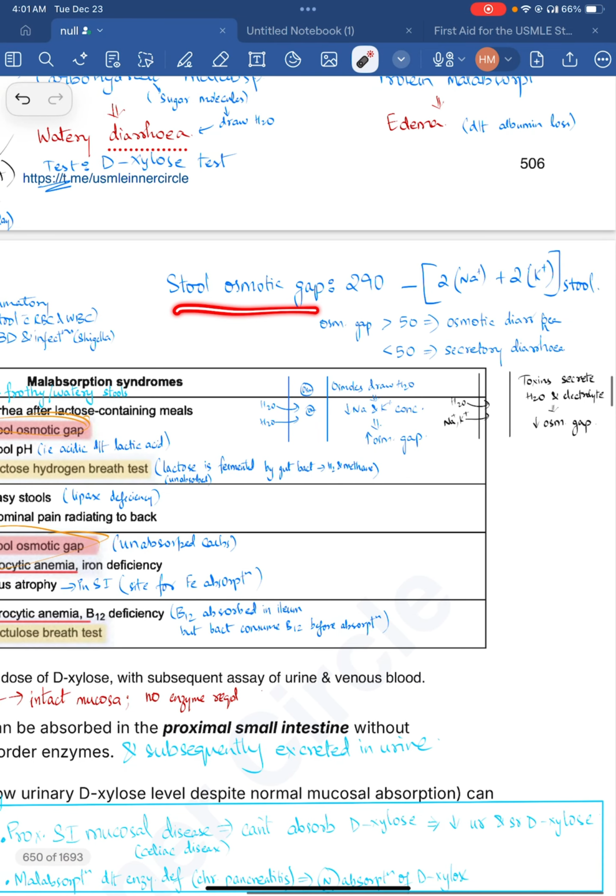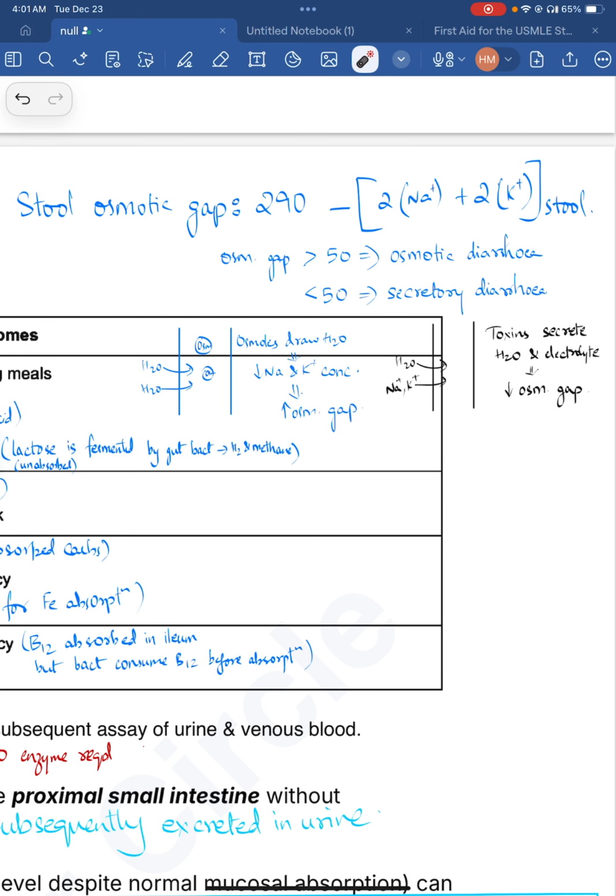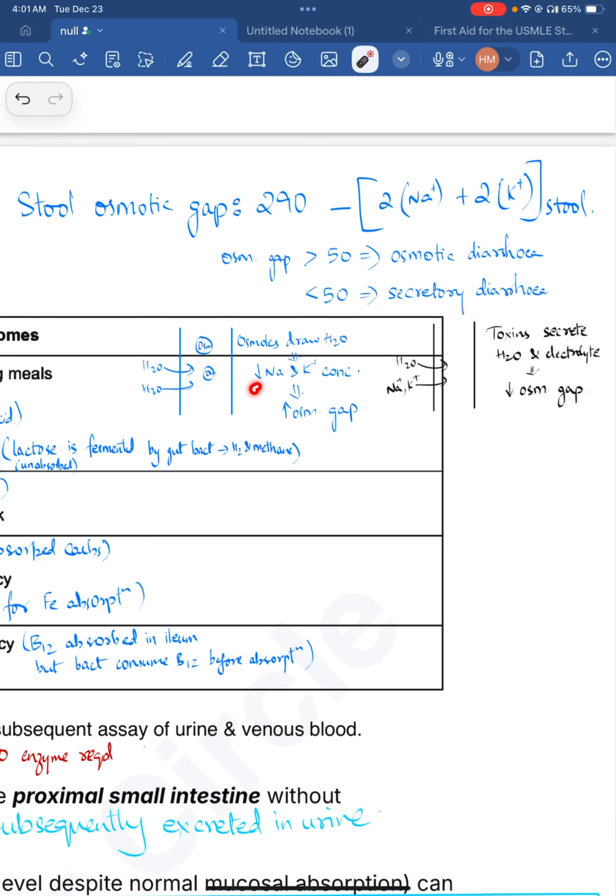We were talking about the stool osmotic gap. You do not have to remember this equation, 290 minus 2 times sodium plus potassium. It's not that important. You just need to remember if the osmotic gap is more than 50, it is osmotic diarrhea. If it is less than 50, it's secretory diarrhea. Osmoles basically draw more water. When the water is more, the sodium and potassium concentration will decrease. And this will lead to an increased osmotic gap because all of this concentration is getting decreased. That means the number here will come out lower and lower. That means the answer will keep on increasing.